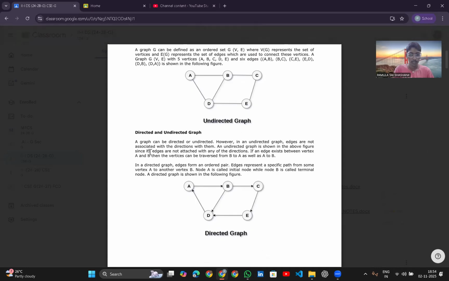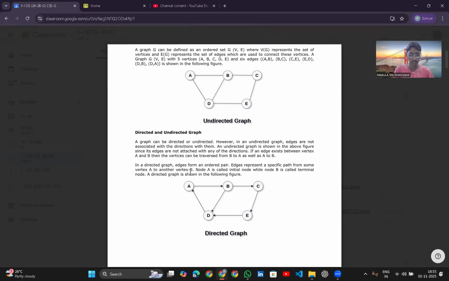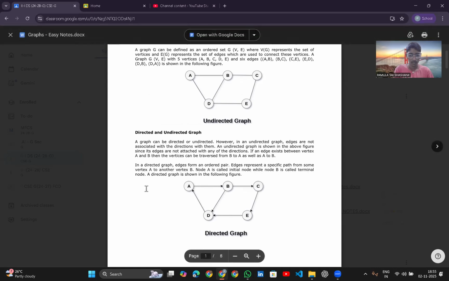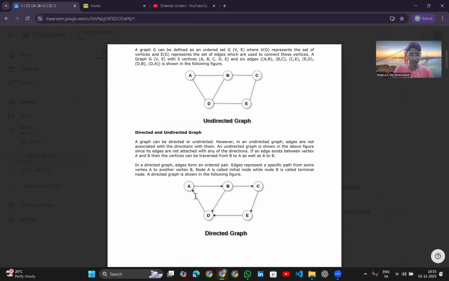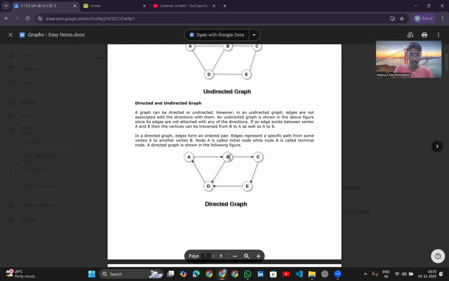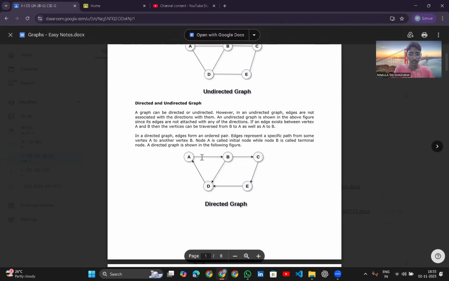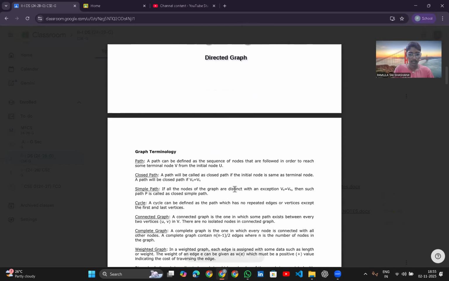Then what is a directed graph? In a directed graph, edges form an ordered pair. Edges represent a specific path from some vertex A to another vertex B. Node A is called the initial node, while node B is called the terminal node. Here we can see that A is pointing to B with an arrow, and D is pointing to A, so it is called a directed graph.